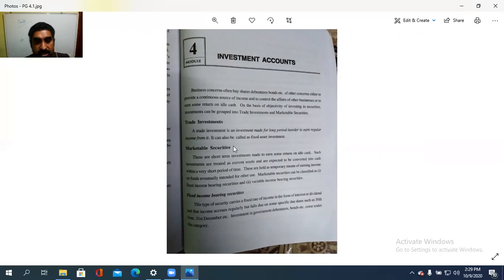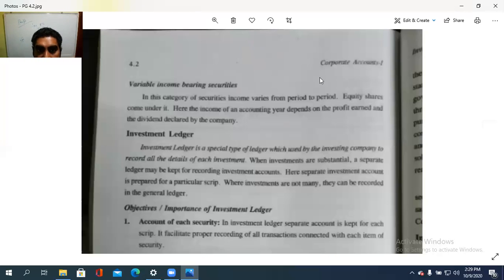Then under the marketable security, fixed income bearing securities are there and variable income bearing securities are there. So fixed income bearing security means there is a fixed rate of return after a short period of time, isn't it? Fixed rate of return in the form of interest or dividend. That is the fixed income bearing security, while variable income bearing security means income varies from period to period, and income of an accounting year depends on the profit earned and the dividend declared by the company.